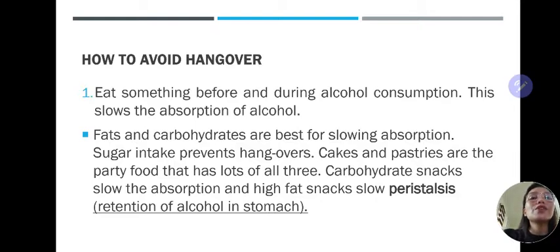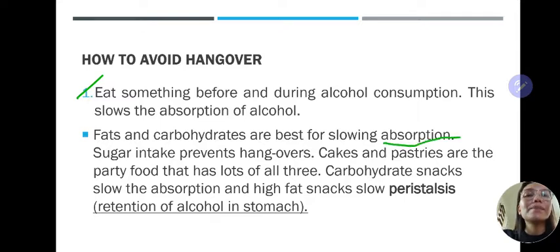So, how can we avoid this so-called hangover? So, before we go sa inuman, be sure na nakakain tayo before tayo makipag-inuman. This will slow the absorption of alcohol. Pero meron kasing iba dyan na, hindi, mas okay yung dating sa akin pagka hindi ako nakakain eh. Pero if you want to take care of yourself and have fun at the same time, ito yung mga tips para maka-avoid tayo ng hangover. So, we have to eat something before because fats and carbohydrates are the best in slowing absorption.